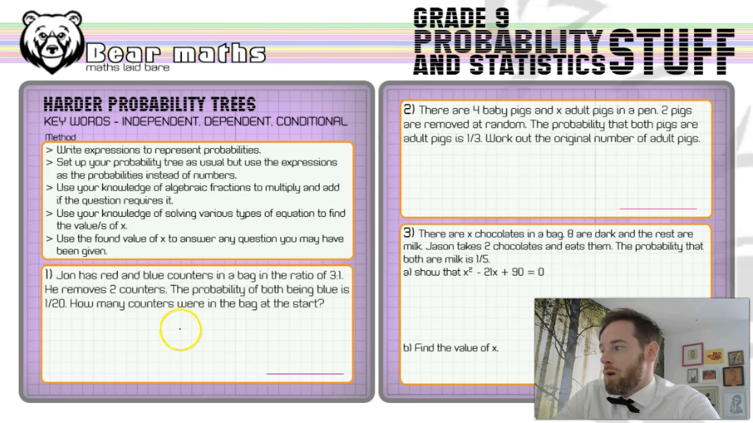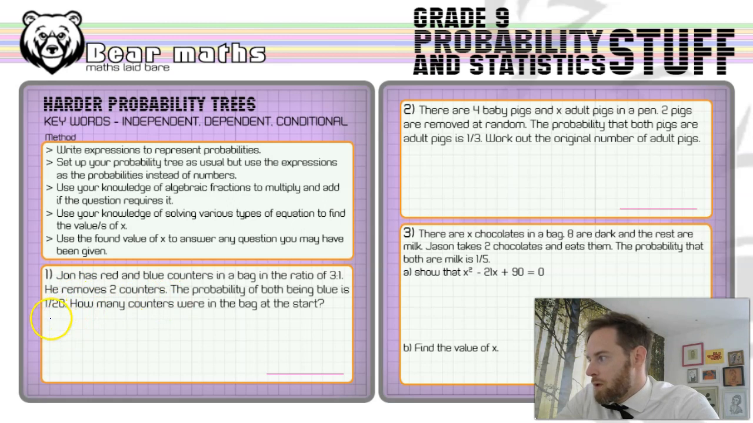So we'll start off with number one. John has got red and blue counters in a bag and the ratio is 3:1. He removes two counters and the probability of both being blue is 1/20. We've got to work out how many counters are in the bag at the beginning.